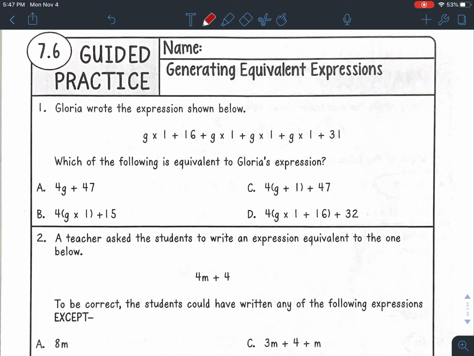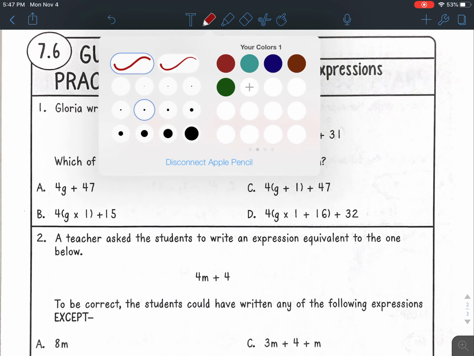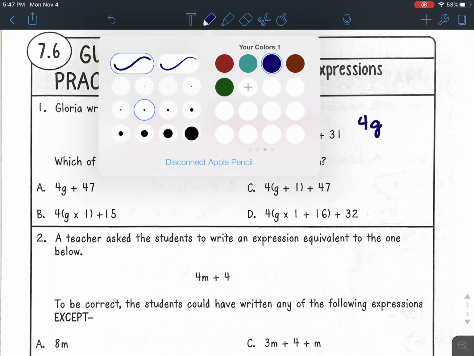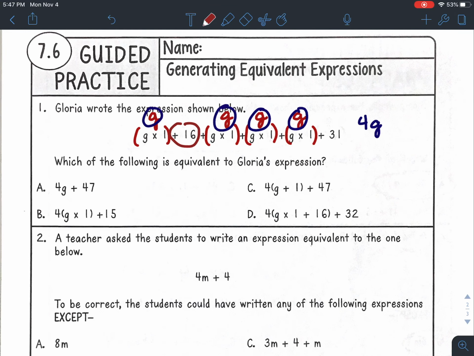So I kind of talked to you guys. We are going to get to PEMDAS, so we do need to do that multiplication piece first. So I'm going to break it down into this g times 1, g times 1. So we know that g times 1 is just g. And I'm looking to see what I can combine. So here I see that I have 1, 2, 3, 4 g's. So I have 4g. And then I want to combine my constants, or my numbers that are just by themselves.